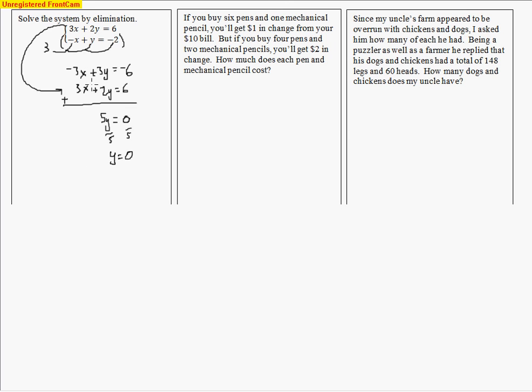So now I'm going to find out what the x value is. So I'm going to substitute. Put that 0 in place of this y right here.